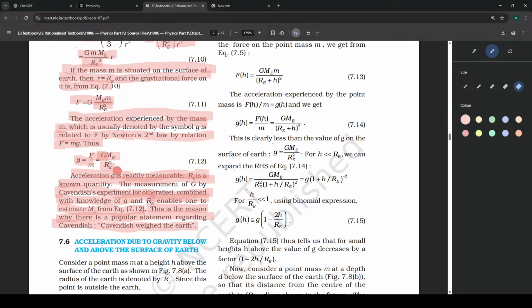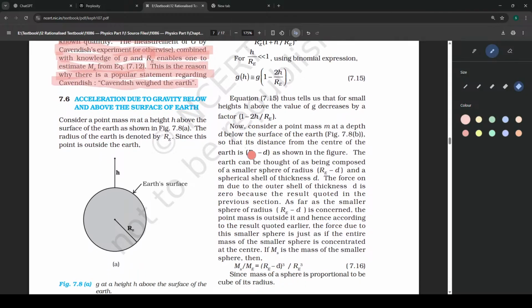Basically from this equation we get that Cavendish already found out the value of the universal constant, and the radius of Earth is a known quantity, and the only unknown variable is the mass of the Earth. So basically we know the gravitational acceleration of Earth, which is measurable. Even Galileo measured it using his inclined plane experiments. So the only unknown is the mass of Earth. So after Cavendish found the universal gravitational constant, he basically weighed the Earth, found out the mass of the Earth.